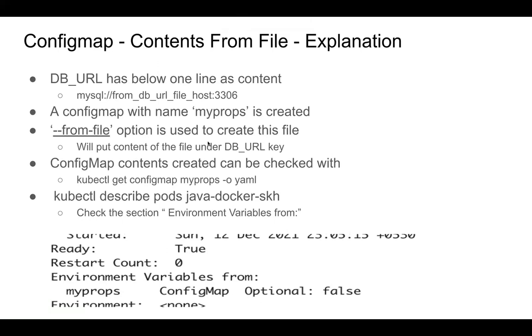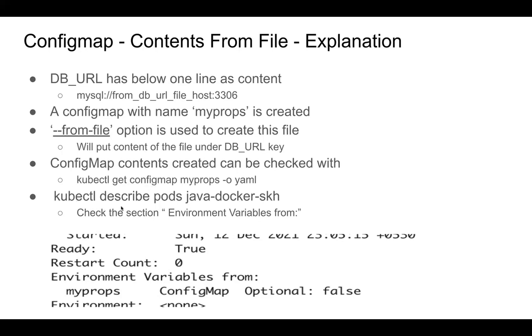I will just reiterate what I said. DB URL has the below one line as content. A config map with the name my properties is created. The from-file option is used to refer to this file, actually not create this file, to refer to this DB URL file. What it will do is put the content of the file under the DB URL key in this my props config map. Config map contents are created and can be checked with this.